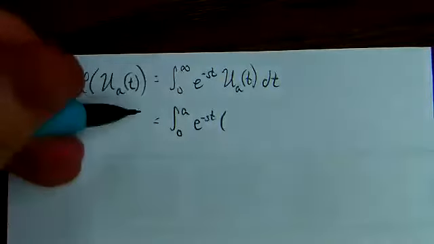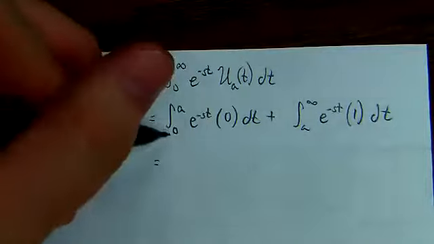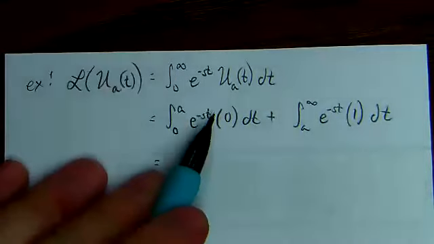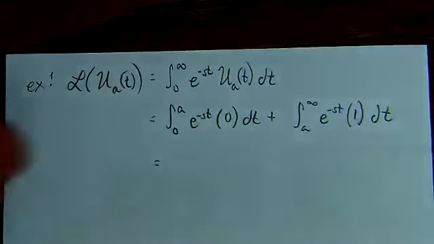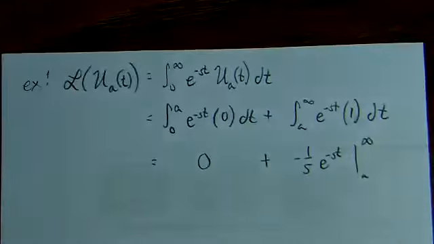This is the integral from 0 to a of e to the negative st. On 0 to a, the Heaviside function takes on a value of 0 because it doesn't switch on until it gets to a. So now we have the integral from a to infinity of e to the negative st. The Heaviside, when it's switched on, takes on a value of 1. The first integral is a definite integral of 0, and the area under the curve y equals 0 is 0. So now I'm left with this one, which is negative 1 over s times e to the negative st, evaluated from a to infinity.